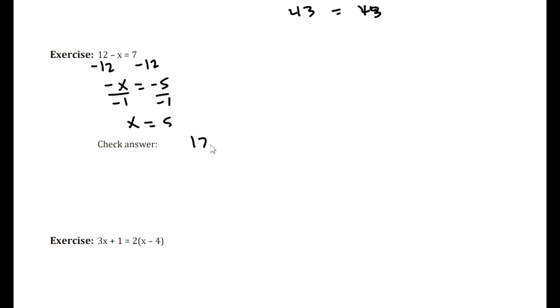So we go back to the original equation, and we put in a 5. Does it check out? Well, 12 minus 5 is 7. 7 equals 7. We have the right answer. x is 5.